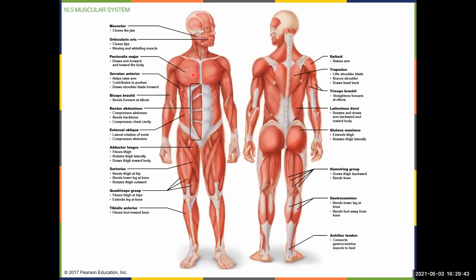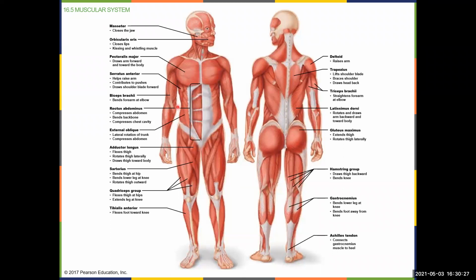All right, so here is a figure going over the major muscles within the body. You want to be familiar with the muscles on this figure. So you have your masseter, which are the muscles of the jaw, your orbicularis, which is around the mouth. So like you're closing your lips. You have your pectoralis major, which is your chest muscles. You have your serratus anterior, which is right under your chest muscles, in your armpit area. You have your biceps. You have your rectus abdominis, which is your abdominal muscles.